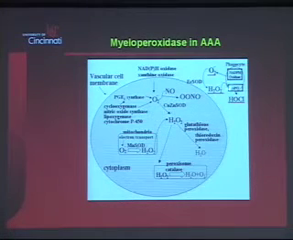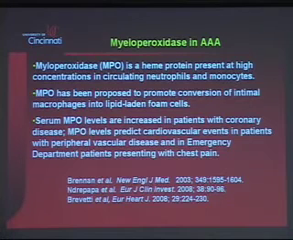So for the last few minutes, I'm going to talk now about our work that's been going on in myeloperoxidase. Myeloperoxidase is a heme protein that's present in very high concentrations, particularly in neutrophils and in humans and in human monocytes, to a lesser extent in mouse monocytes.